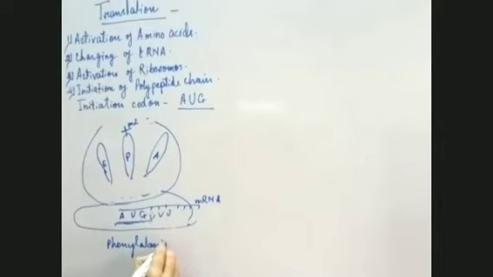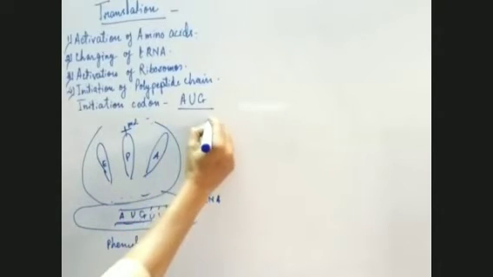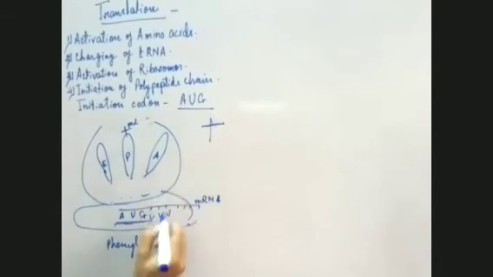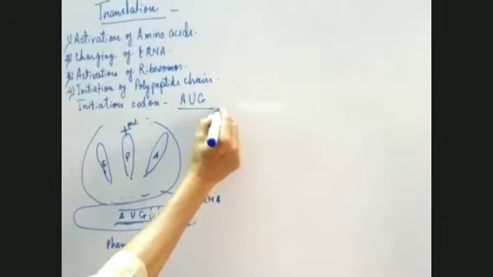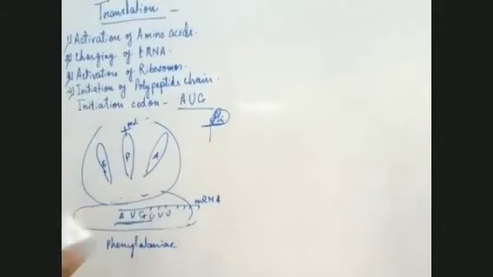Phenylalanine. That means the transfer RNA for this codon will bring phenylalanine. Okay, and which site will accept this transfer RNA? E site, P site, or A site? Which site will accept this? Yes, A site. That's right.